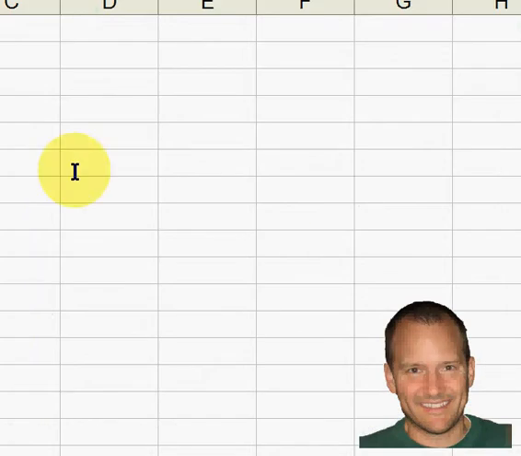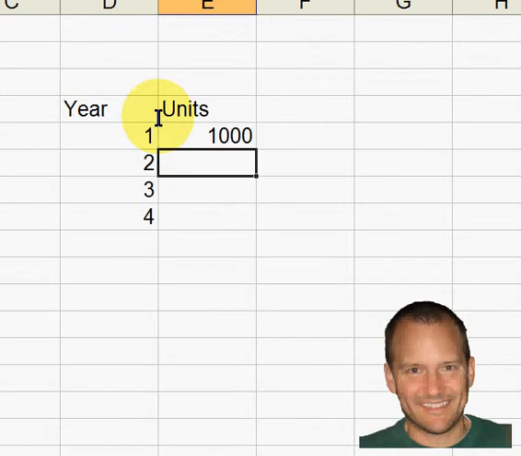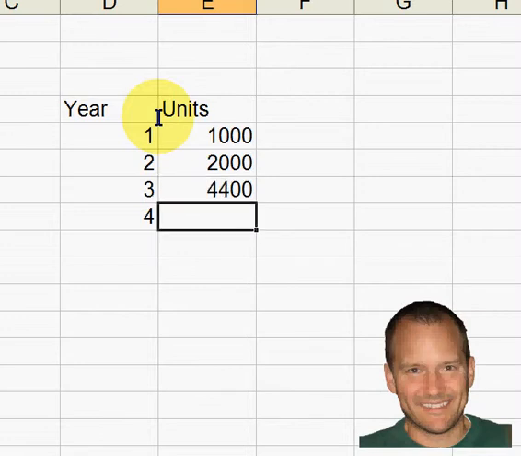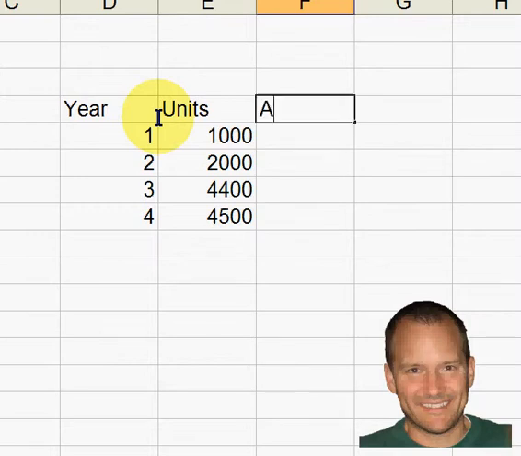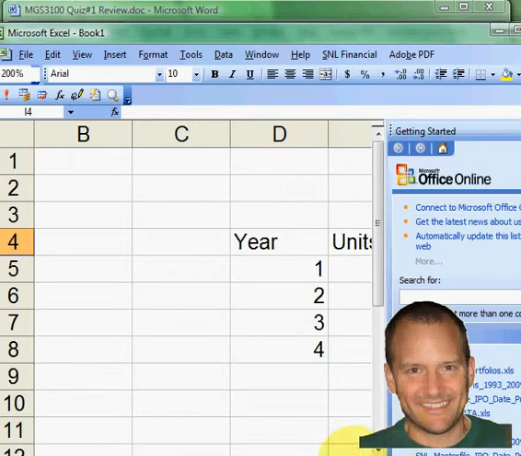You guys could certainly do this by hand with a calculator and a piece of paper on the test. But let's take a look at what we have here. We have each year, 1, 2, 3, and 4. We have our units. In this case, we had 1,000. We had 2,000. We had 4,400. And 4,500. And now we have plans A, B, and C. And let's make this so that we can all see it a little bit better.